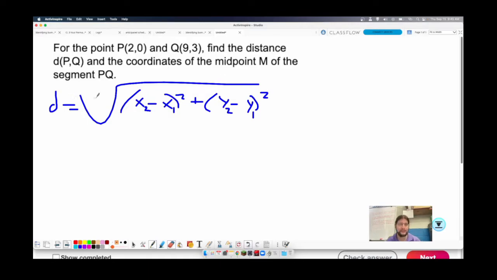Now, the distance formula is actually the exact same as the equation of a circle. So this is the circle formula, basically. If you call this r and square both sides, that's a circle equation.